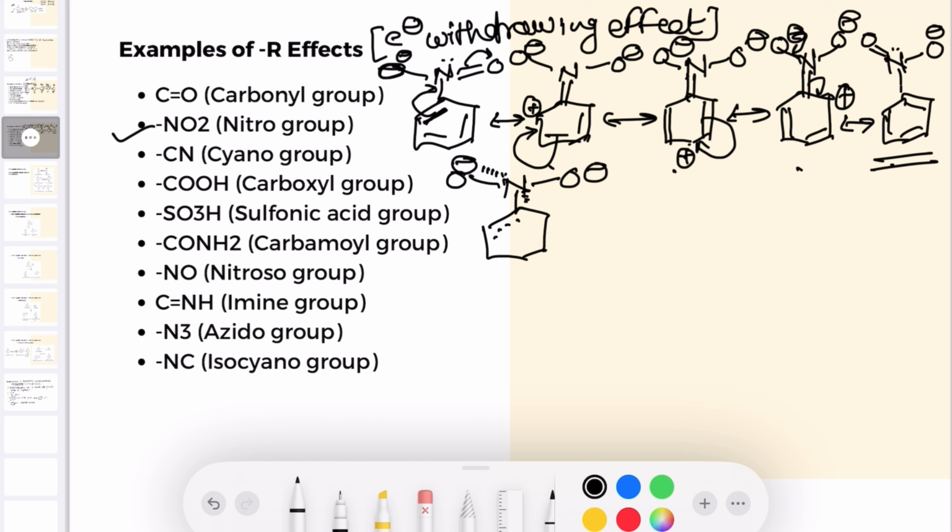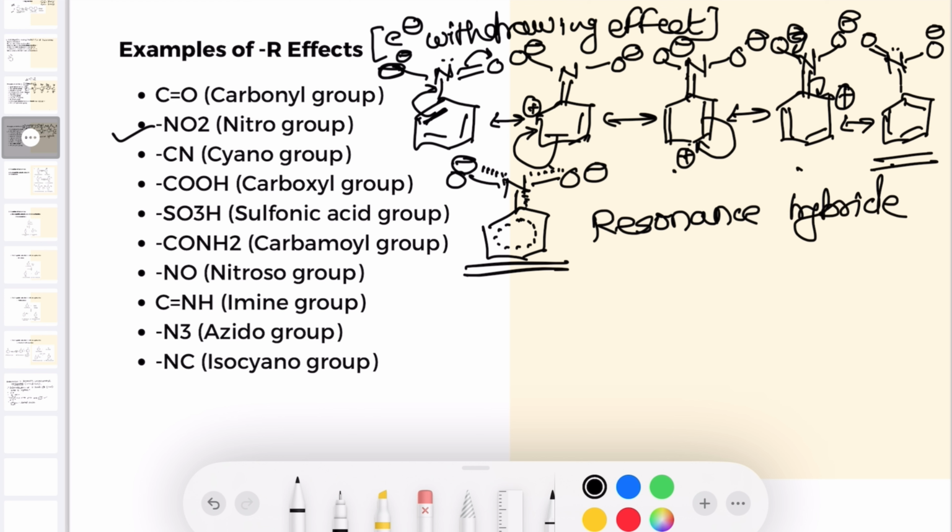Here a double bond is formed, here a double bond is also formed, here a double bond and single bond are formed. This breaking and making of bonds shown in the same structure of resonating forms is called a resonance hybrid. Resonance hybrid structure. This was all seen in 11th standard.